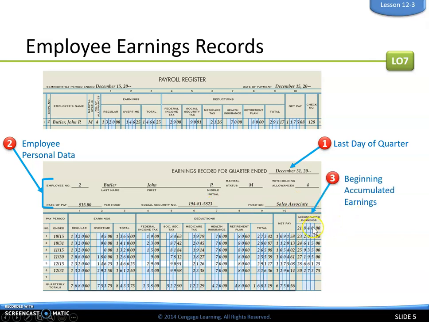We're going to start with their beginning accumulated earnings. So this is going to come from the previous quarter. So this is showing what they've earned at this job so far this year. Then we see that we are adding every pay period. So here we'll see that this person gets paid bi-monthly, so twice a month, on the 15th and on the last day of the month. So here we see October's, November's, and here is December. So what we are filling in here is that December 15th. And then we're just taking this information from the payroll register and filling it in.